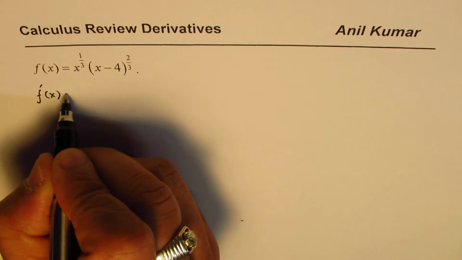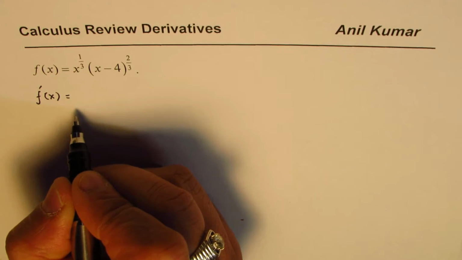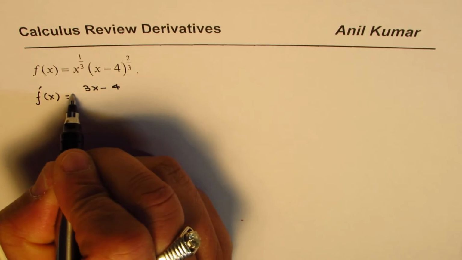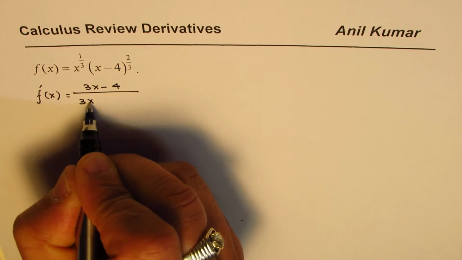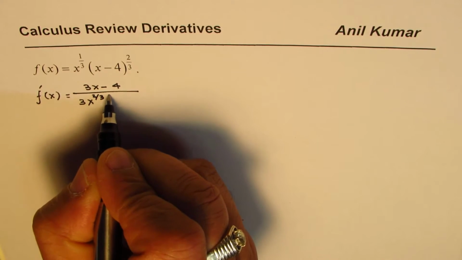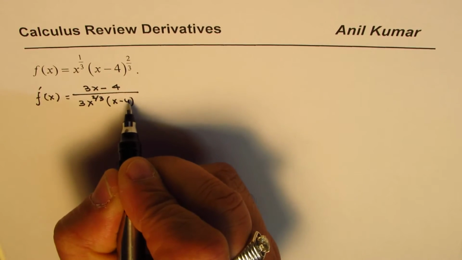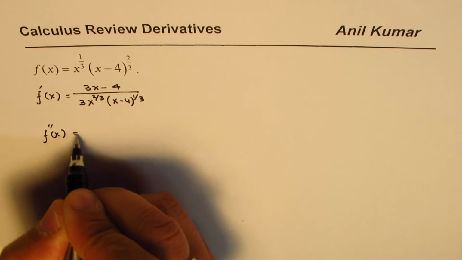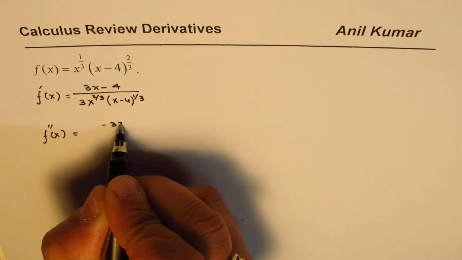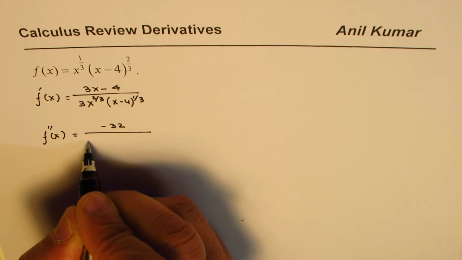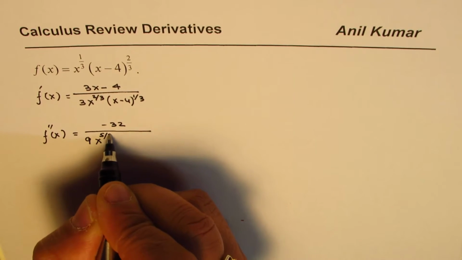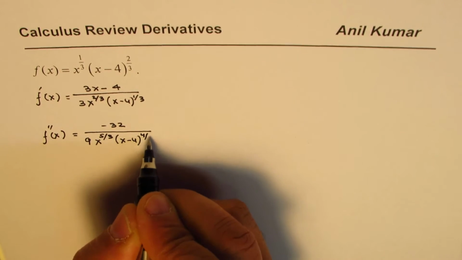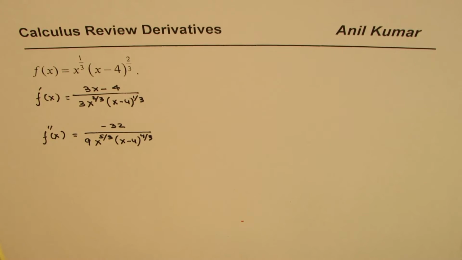This first derivative for this function, let me copy this from the first part, was (3x minus 4) divided by 3 times x to the power of 2 over 3 times (x minus 4) to the power of 1 over 3. The second derivative which we found was equal to minus 32 divided by 9 x to the power of 5 over 3 times (x minus 4) to the power of 4 over 3, right? So this is all we did about the derivatives.